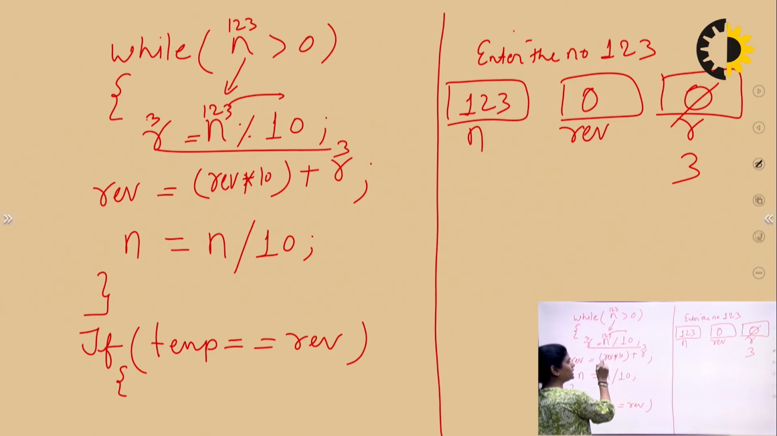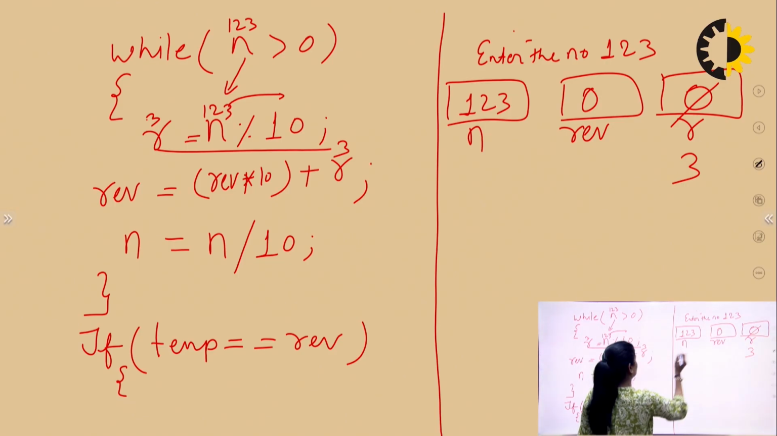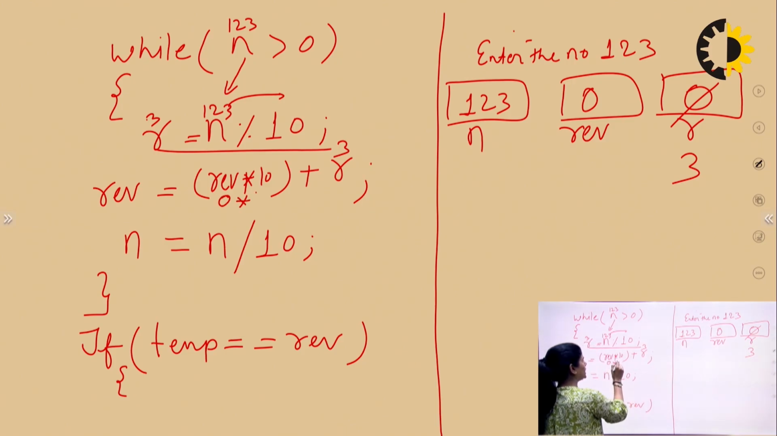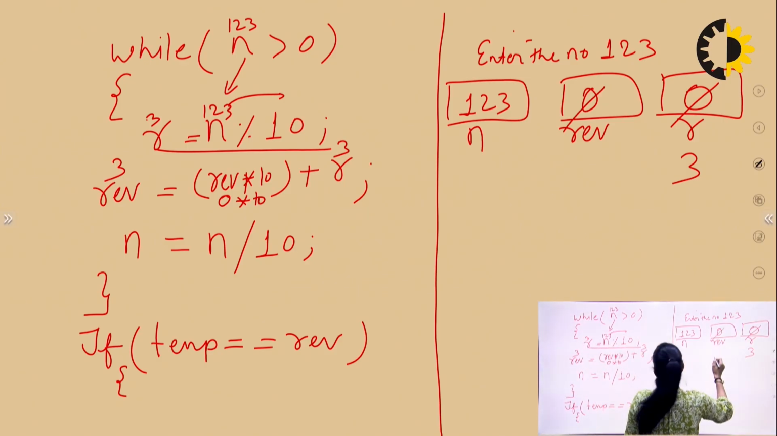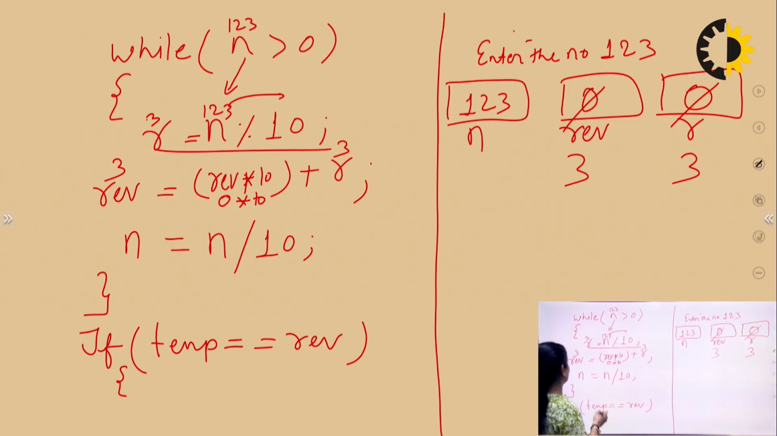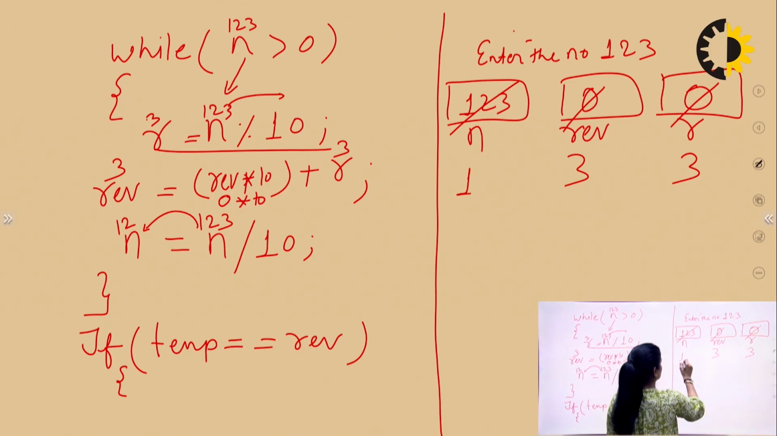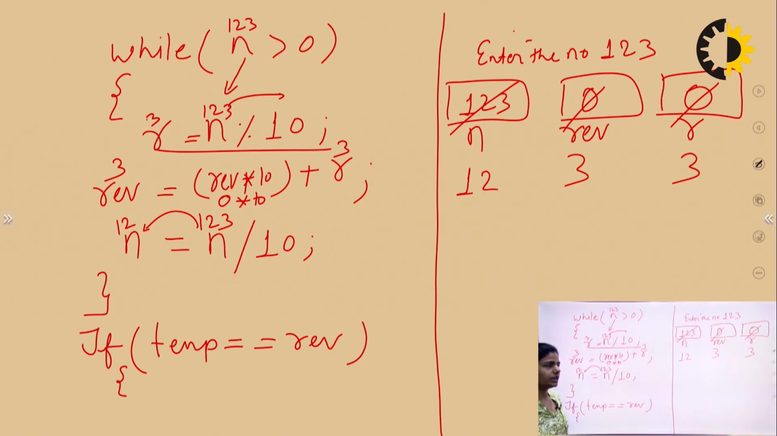Okay, now this 3 come to the second line R. Now what is the REV? REV is your 0. 0 multiply 10 is 0, but 0 plus 3 is 3. Now REV is update with 3. Okay, and here what is your N? Your N is 1 2 3. 1 2 3 is divisible by 10. Your N is updated to 12. Okay, now your N is 12. I hope you get it.